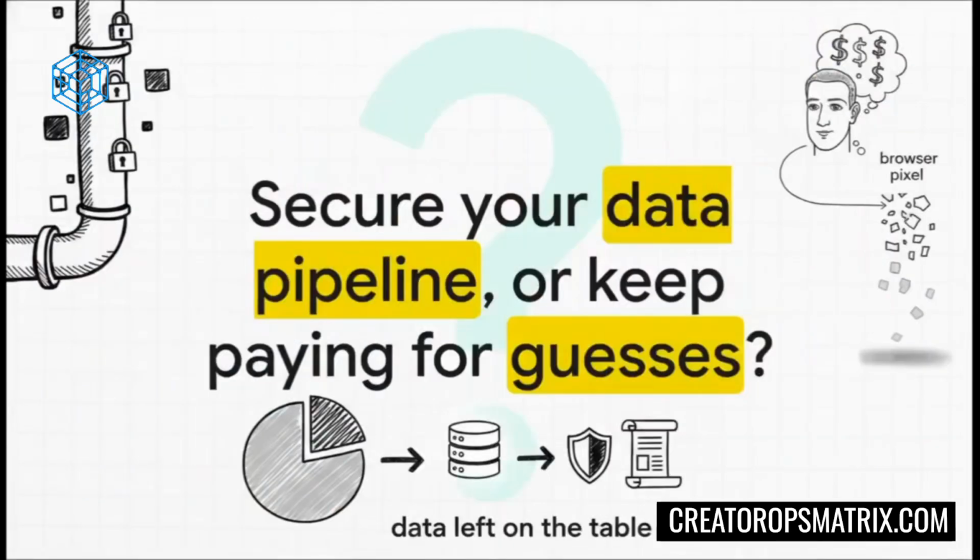So I'll leave you with this one provocative question. Will you secure your data pipeline today, or will you just keep paying for blind guesses? The browser Pixel is practically a fossil at this point, and every day you rely on it, you're leaving up to 40% of your data on the table. The fix is right there.